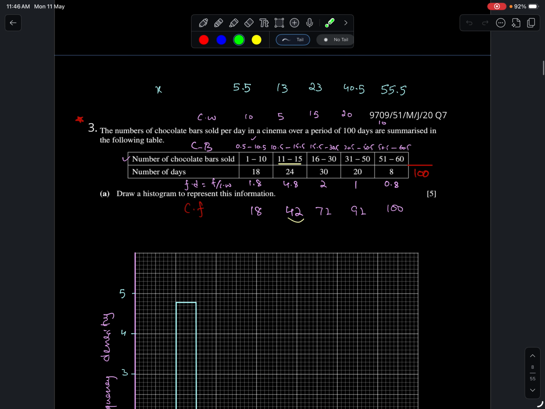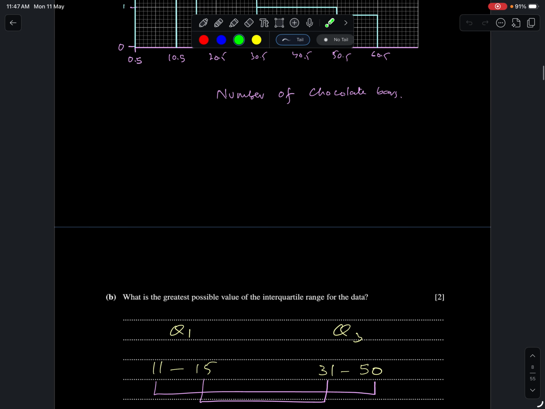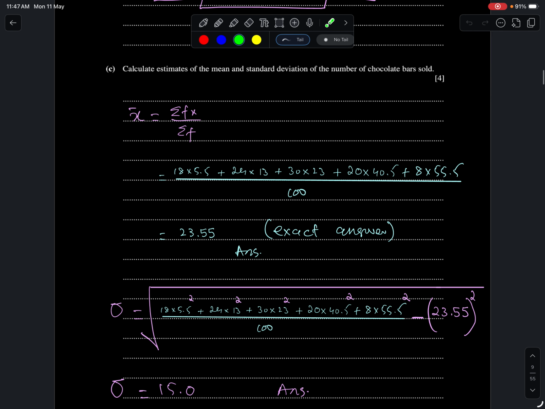Now get the mid value. Take the average of these two numbers. So 1 plus 10 divided by 2 will give you 5.5. This is the mid value here. Then take the average of these two and so on. Now for the mean, 18 times 5.5 plus 24 times 13 plus 30 times 23 and so on.